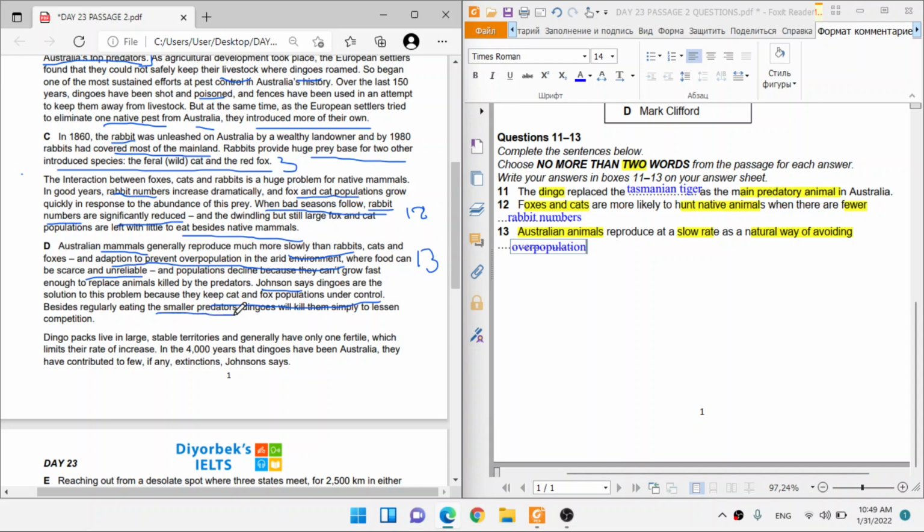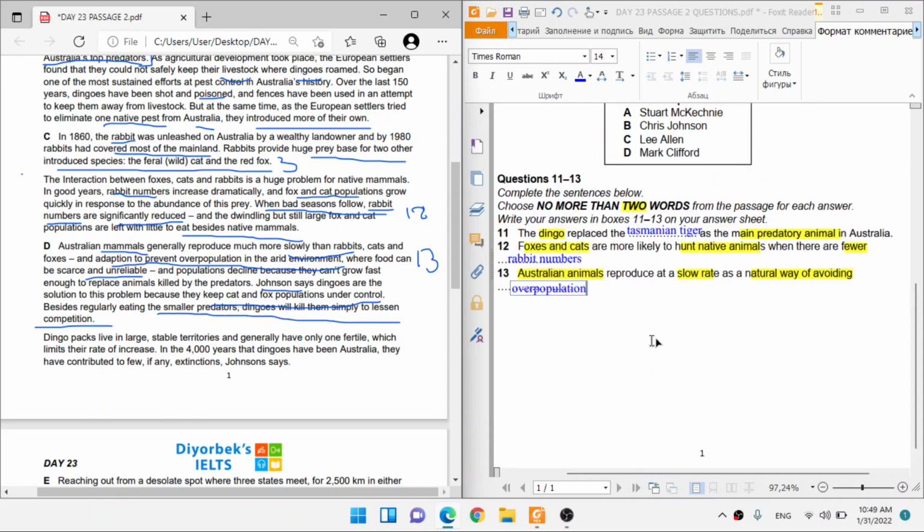Besides regularly eating smaller predators, dingoes will kill them simply to lessen competition.